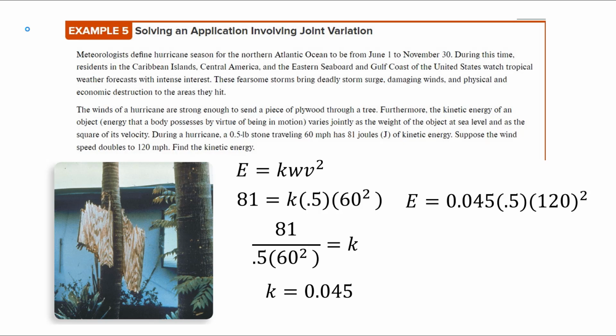And so we can plug that in now that we're saying the wind speed has doubled to 120. So we're just putting it all in there with a new wind speed of 120 and the K value of 0.045. And when we do that, we are going to get that the energy in whatever that rock is, is 324 joules.